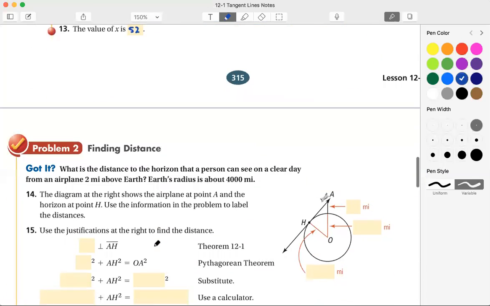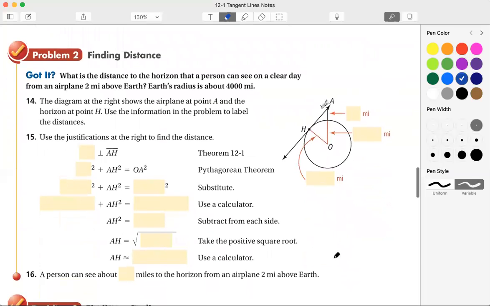Okay, problem number 2. So what is the distance to the horizon that a person can see on a clear day from an airplane 2 miles above the Earth? Earth's radius is about 4,000 feet. So for number 14, a diagram on the right shows the airplane at point A and the horizon at point H. Use the information in the problem to label the distances.